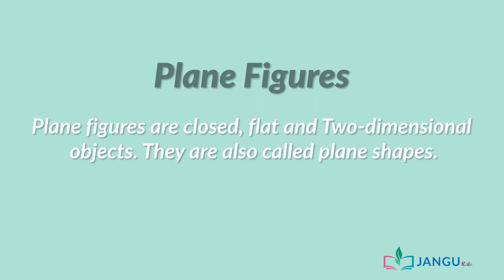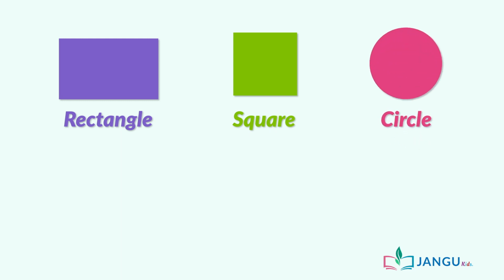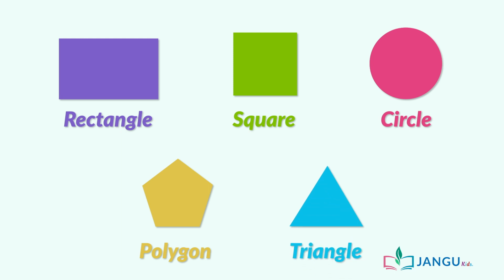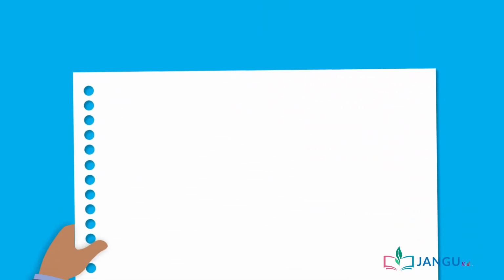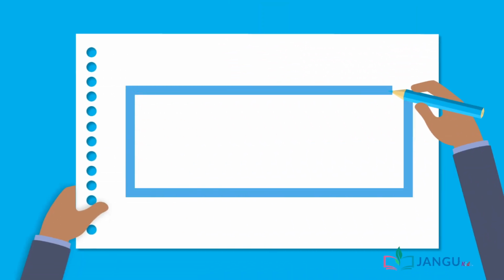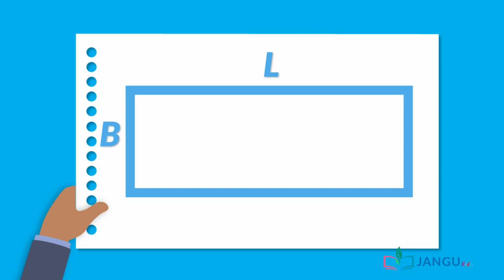Examples are rectangles, squares, circles, polygons, triangles, etc. These shapes can only be drawn with two dimensions only, length and width or breadth. The longer part of a rectangle is labeled as length and the shorter part as width or breadth.